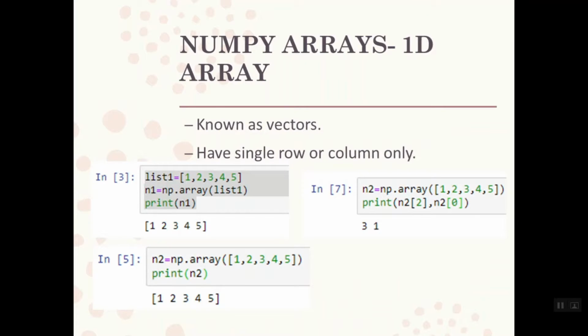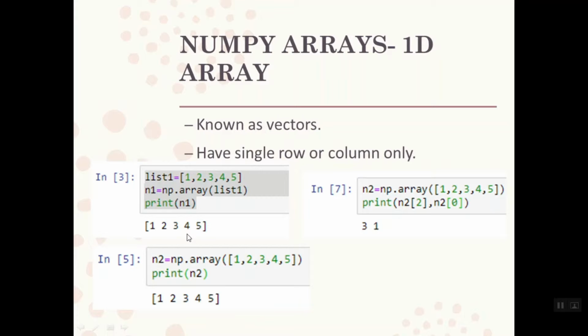NumPy array is a 1D array. So we'll see how to create a single dimensional array using NumPy. A 1D array is also known as a vector, which has a single row or a single column only. Now we'll first create the list. list1 as 1, 2, 3, 4, 5. And then we'll take a different variable n1 and transform that list into the array, and for doing that we need to write np.array(list1). Now if we print n1, n1 is a NumPy 1D array, and when we print this, we get these numbers.